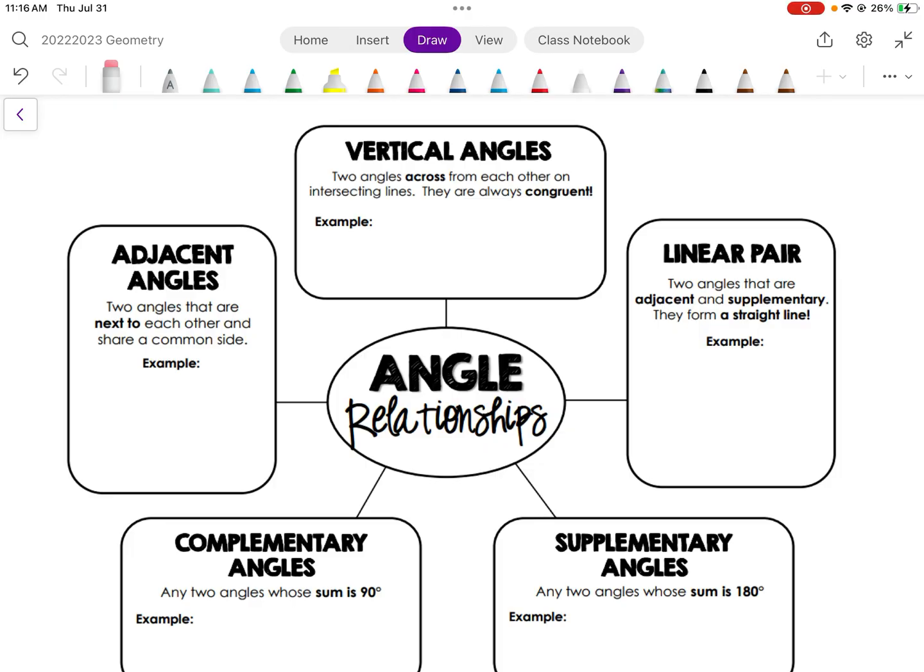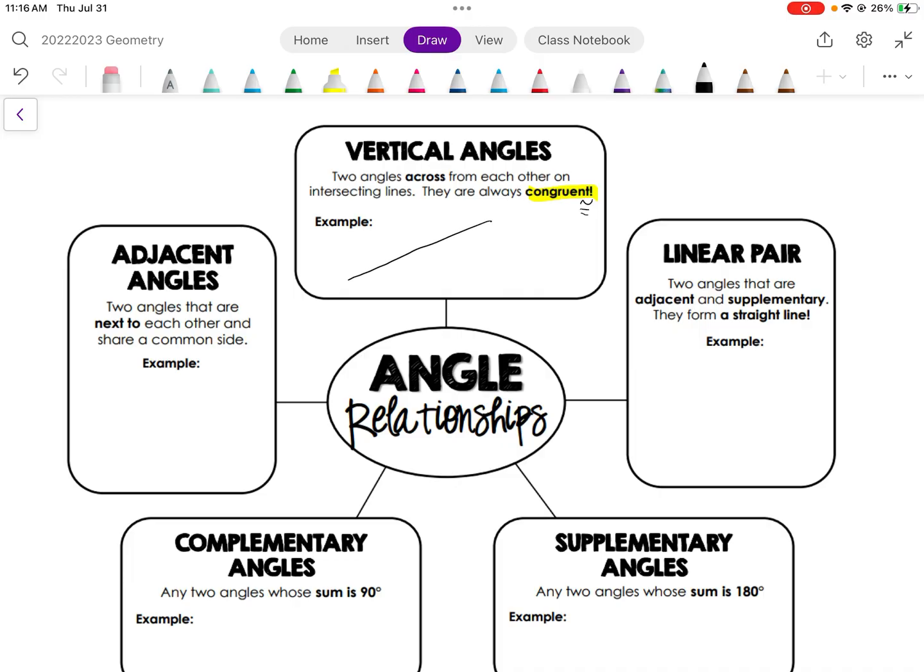So starting with the first vocab word, vertical angles. Vertical angles are two angles across from each other on intersecting lines. They are always congruent, and we've talked about this word. Congruent means equal measure. Remember that was like the equal with the squiggle.